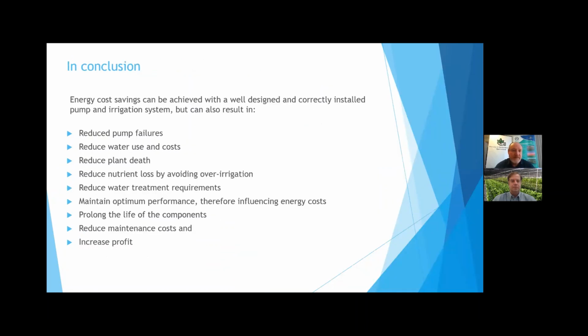So basically, in conclusion, energy cost savings can be achieved through a well-designed, correctly installed and well-managed irrigation system, but it can also result in other benefits. And as I've just said, it can reduce pump failures, it can reduce your water use and costs, reduce your plant debts, reduce nutrient loss through over irrigation, improve your water treatment or reduce your water treatment requirements. It will also prolong the life of the components in the system and reduce your maintenance and repair costs, but above all, it will increase your profits.